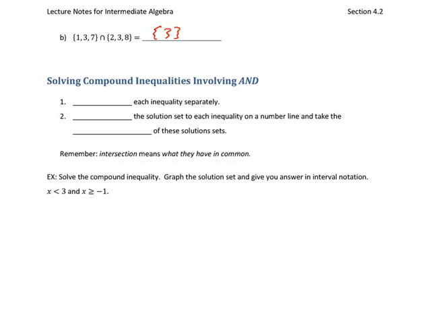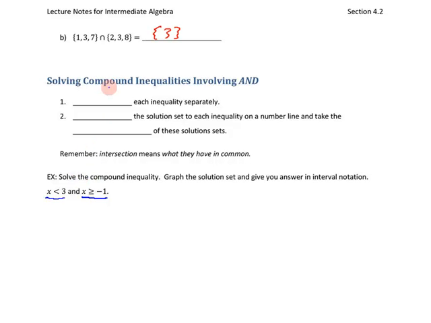Now, how would we solve inequalities that involve "and"? By which I mean that you have one inequality and another. You're asked to find what set of numbers is true for both this one and this one. Well, "and" would mean then the intersection.